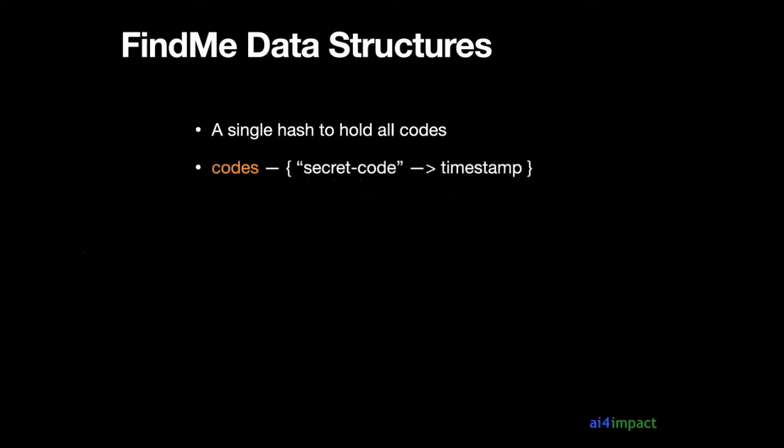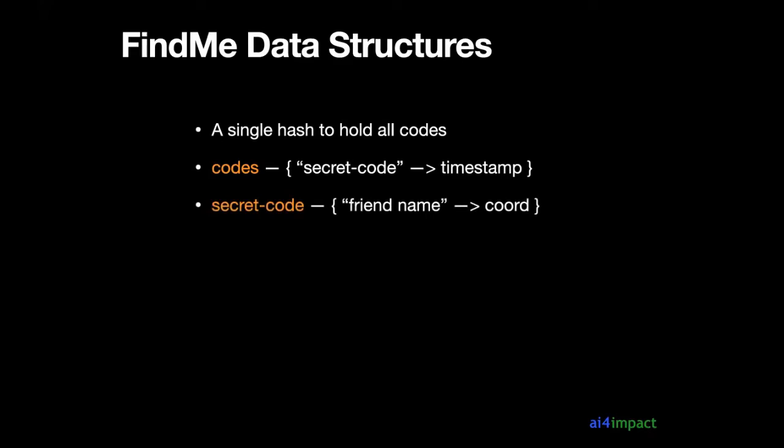So the single hash is called codes, and it will store the secret code with the timestamp. And the idea is that if the rooms are too old, we can detect that through the timestamp and then delete the room to keep our database clean, right? So the purpose of this is just to record all the time of creation of these rooms, right?